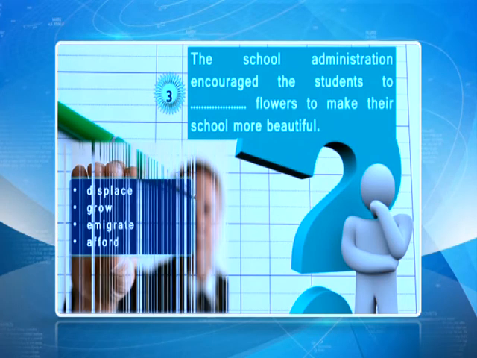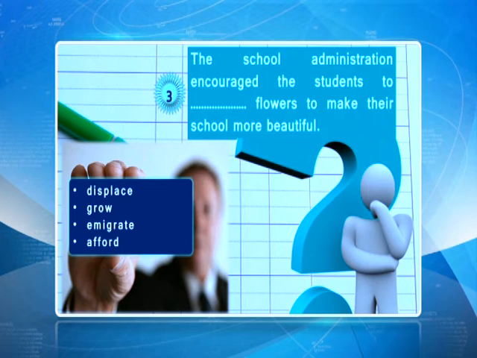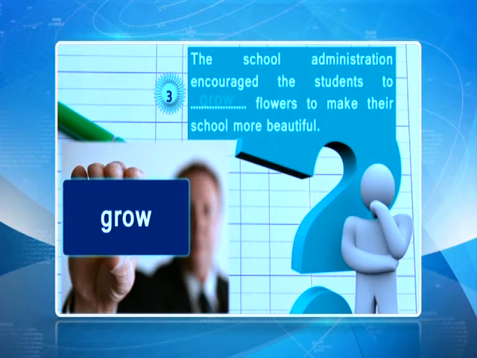The whole list is here. A few seconds to think. Make up your mind. Notice that I need a verb, and after the verb we have flowers. What do we do to flowers? We grow flowers. And the school administration encouraged the students to grow flowers to make their school more beautiful.